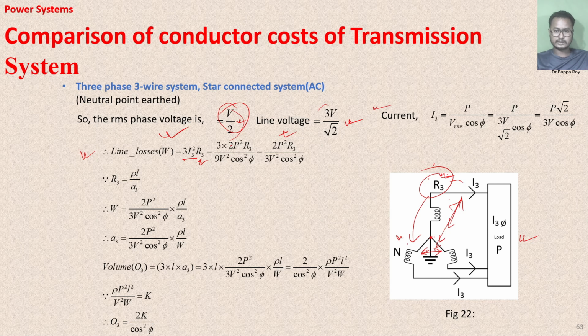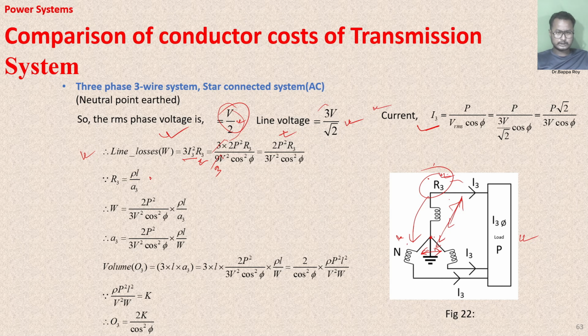Now we'll just put the current value I3 here. P root 2 by 3V cos phi. We're just putting the same. Root 2 square, so it will come 2. That's why 3 into 2, P square R3 by 3 square, 9, V square cos square phi, which is equal to 2 P square R3 by 3 V square cos square phi. Okay. It will come 3.